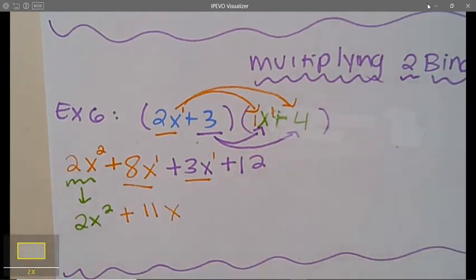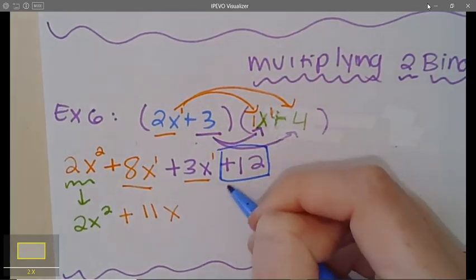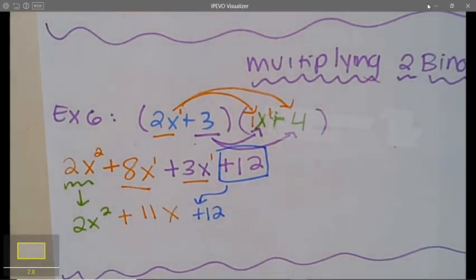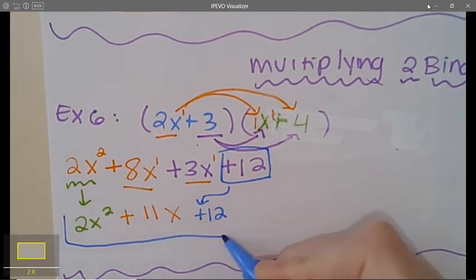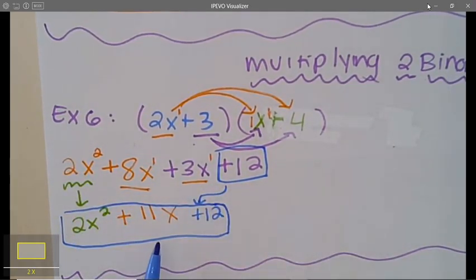Don't do that. Okay? And then my final term that I have is a 12, and I don't have any other terms without a variable. So 12 is also a lonely like term. It's all by itself. It has nothing to combine to. So I'm just going to bring on down my 12. Okay, so this will be my final answer: 2x squared plus 11x plus 12. And that's it, you guys.